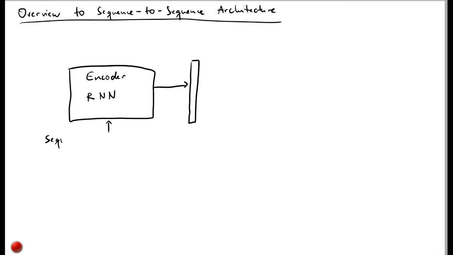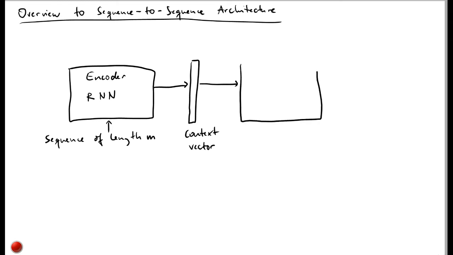So the input is a sequence of some items, and let's say the length of this input is m. And then what the encoder does is to summarize this input into this context vector, which may have any size. Typically it's a relatively short vector of maybe 100 or 200 numbers. And then given this context vector, the second main component of this sequence-to-sequence architecture is a decoder, which typically is also implemented as a recurrent neural network. What this decoder does is to take the context vector and to emit a sequence, which is then the output sequence of this whole model. And this sequence may have length n.